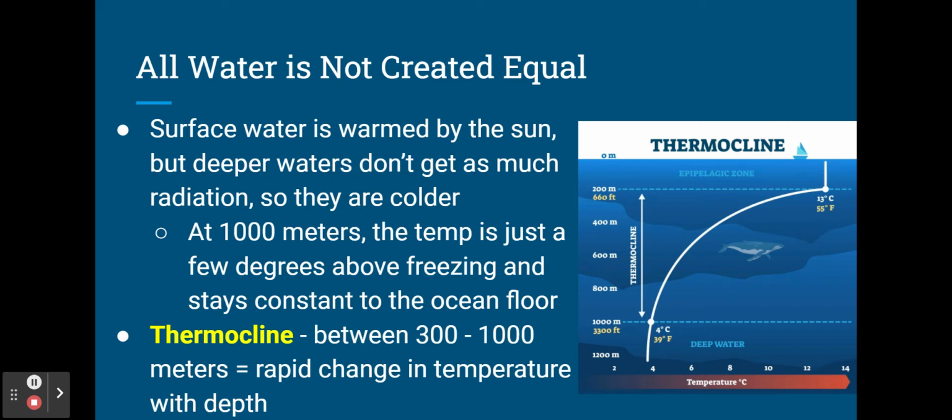The thermocline is the region between 300 and 1,000 meters below sea level, where you have a rapid change in temperature with depth. Zero is the surface. About 300 meters down, we start to get the thermocline, and that goes down to about 1,000 meters. Below that is our deep water region, and that's just above freezing.